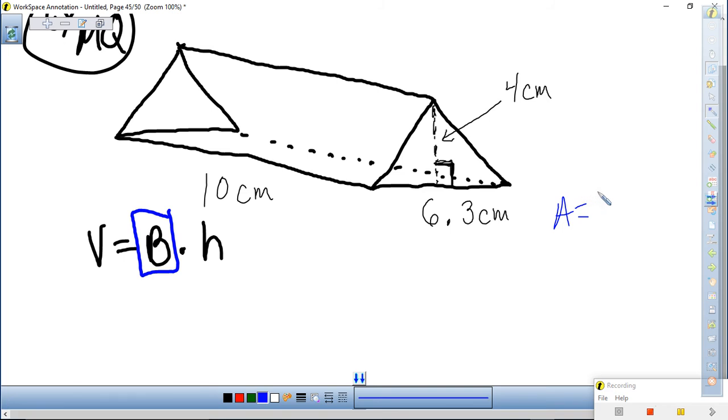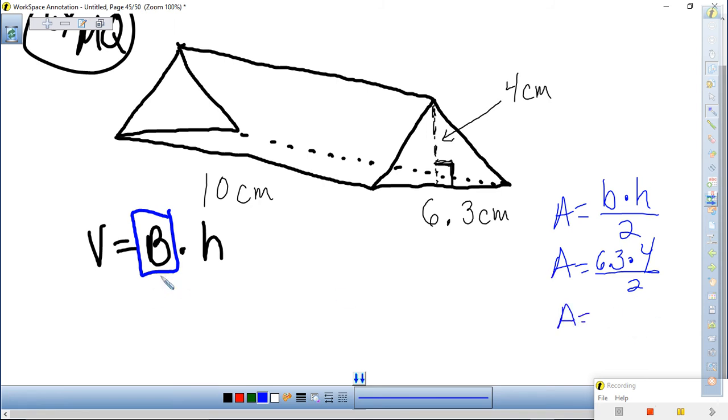Alyssa? Melanie? Base times height over 2. That is correct. So then we write area equals, what is the base of that triangle? 6.3 times height, which is 4. All that divided by 2. Area equals whatever that is.